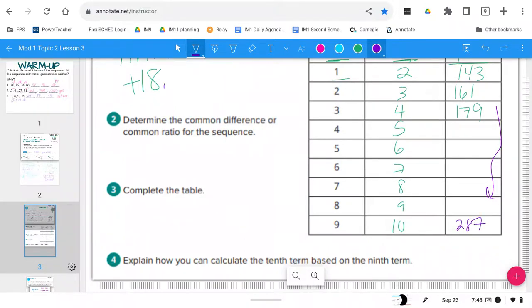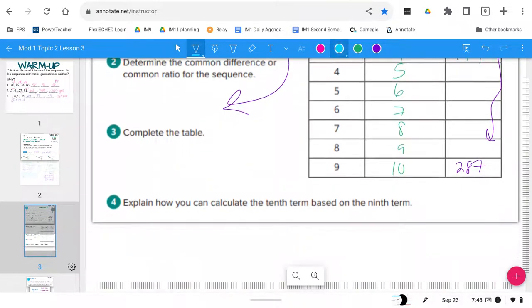So it says determine the common difference or common ratio. It's a difference of 18. Complete out the table. Explain how you can calculate the 9th term. So not the 9th home run, the 10th term, sorry. How can you explain how you can calculate the 10th term based on the 9th term? Okay, so to calculate the 10th term, you're going to add 18 to the 9th term.